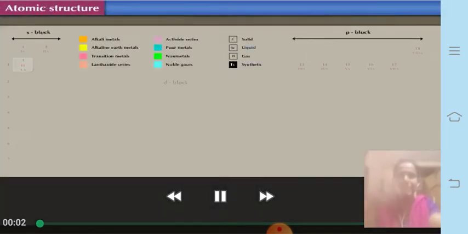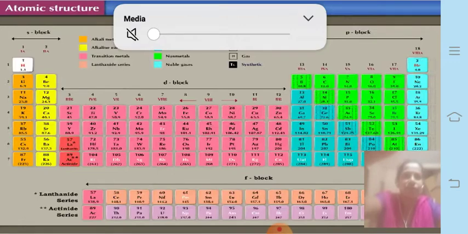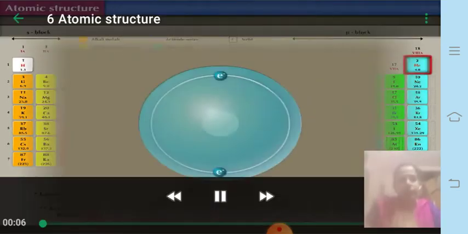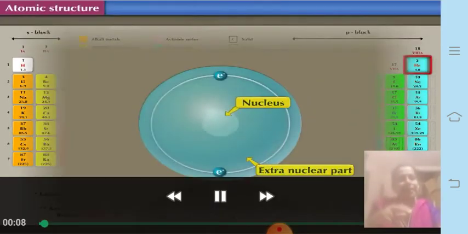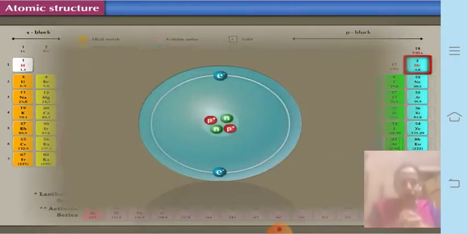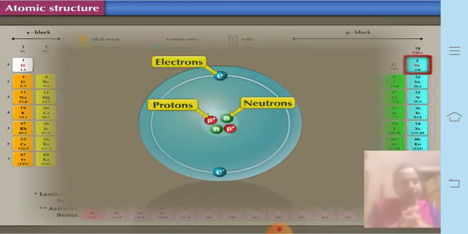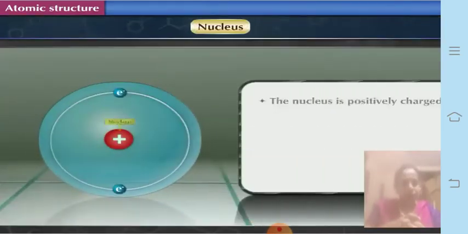First of all, you should know that the atomic structure consists of the nucleus and the extranuclear part. It also contains the three different types of subatomic particles, that is protons, neutrons and electrons. So first we will discuss what the nucleus is and what it consists of.